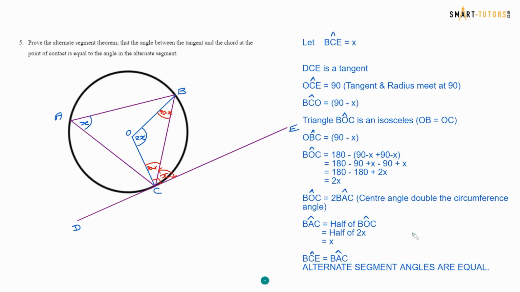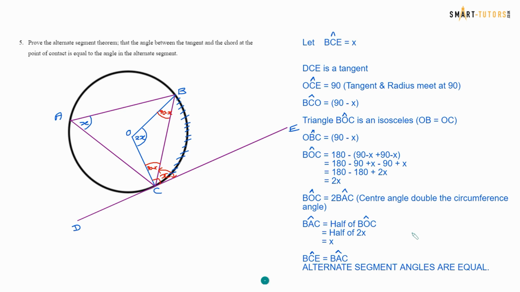The last theorem, question number 5. Prove the alternate segment theorem: the angle between the tangent and the chord at the point of contact is equal to the angle in the alternate segment. So we have to understand what the alternate segment is. The segment means this shaded region, this is called the segment. DCE is the tangent and CB is the chord.